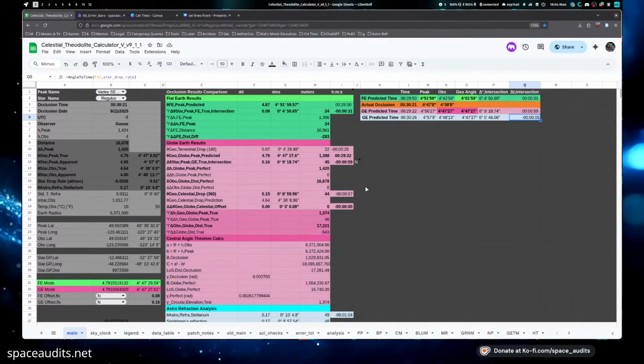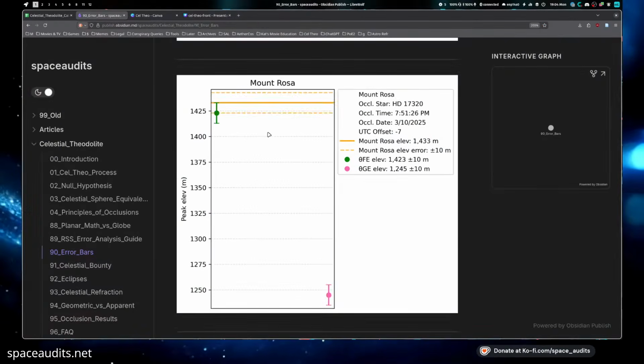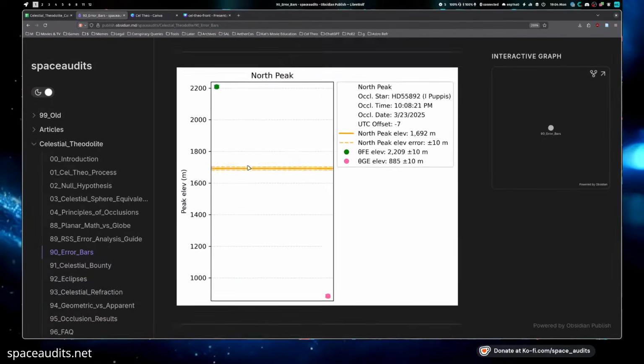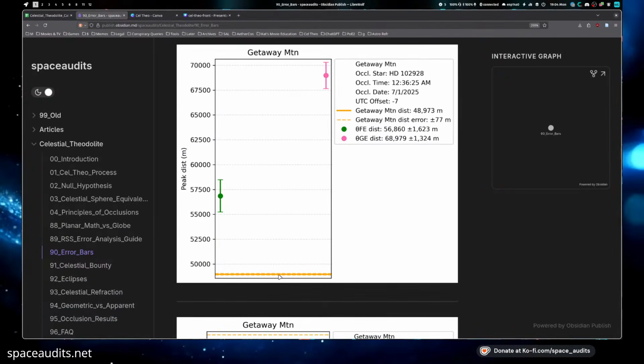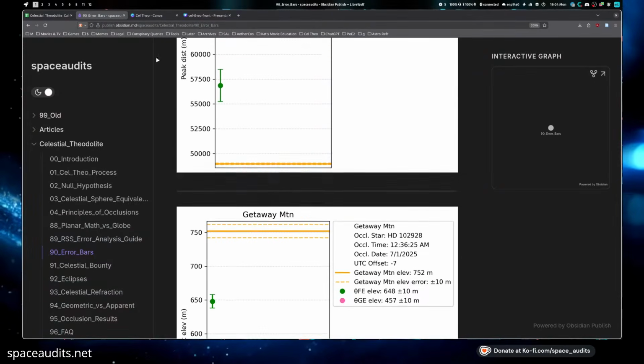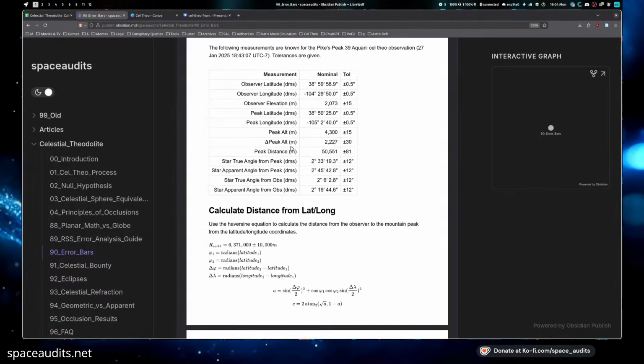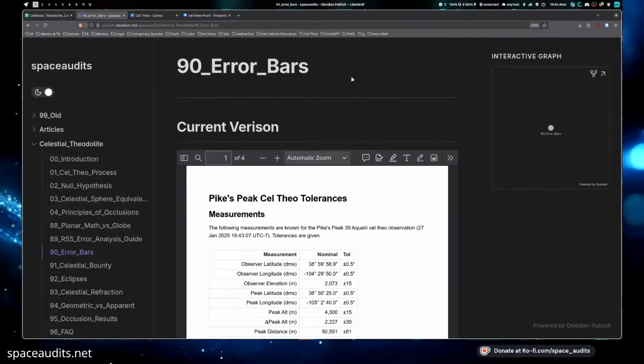All right, and that's where we're at with the latest analysis. So all the error bars for everything can be found here, and this is just mapping the expected position or distance or elevation versus what was measured. And then again, if you subtract the difference between the two in elevation, you get the expected drop over distance, and the error side leans more on the globe every time.